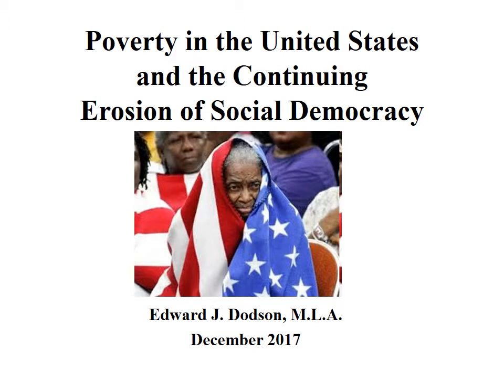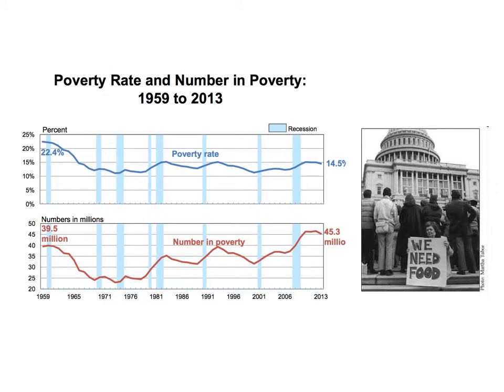This video provides an overview of the current state of poverty in the United States and the impact this has on our social democracy. By many measurements, the people, or at least a majority of the people of the United States of America, enjoy a remarkably high standard of well-being. On the other hand, the poverty rate, as well as the number of people in poverty, began to rise again by the late 1970s.